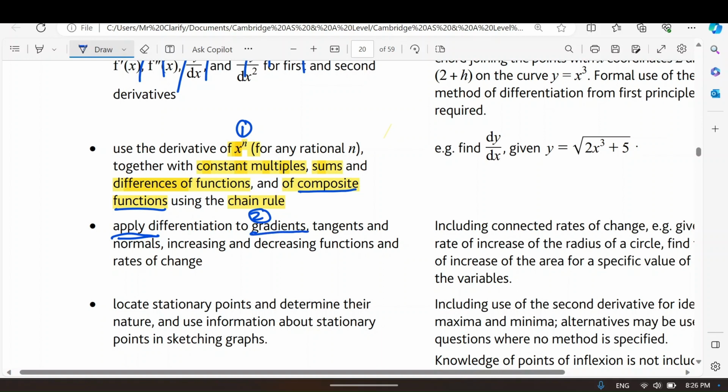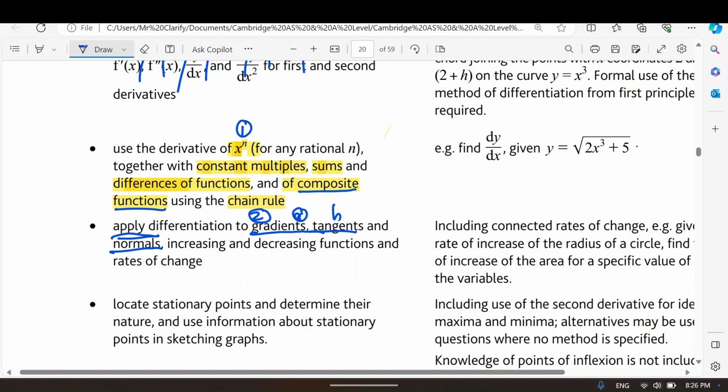If you want to get the gradient of a curve at a certain point, then you're going to have to use differentiation. And remember, you'll be using a certain rule to differentiate. To get that derivative, you're going to use a certain rule, which is the power rule or the chain rule. And then you use it to get the gradient. Now, a tangent is just a line that represents a gradient at a point. So it's the same thing. And a normal is a line that's perpendicular to a tangent. So we are seeing some applications there.